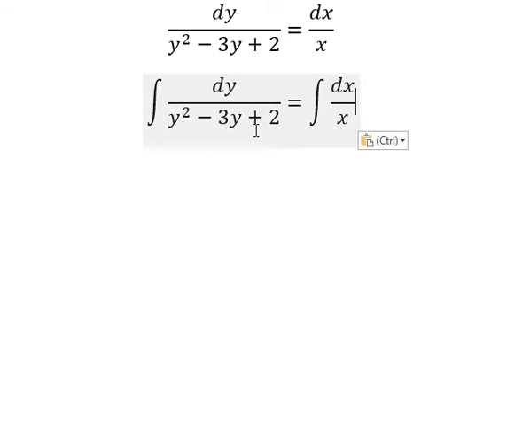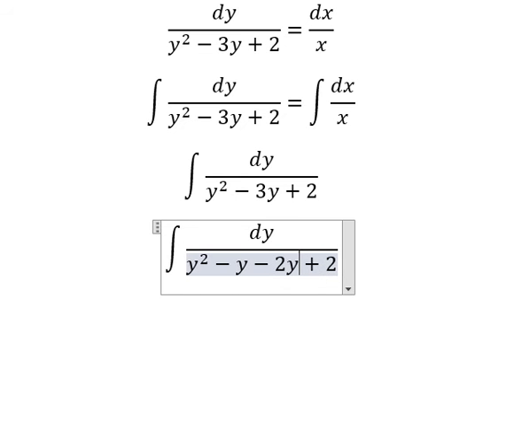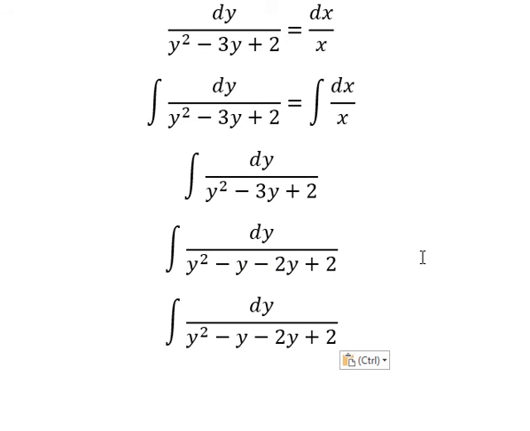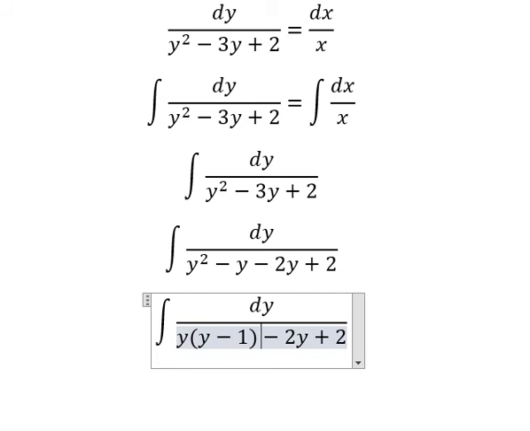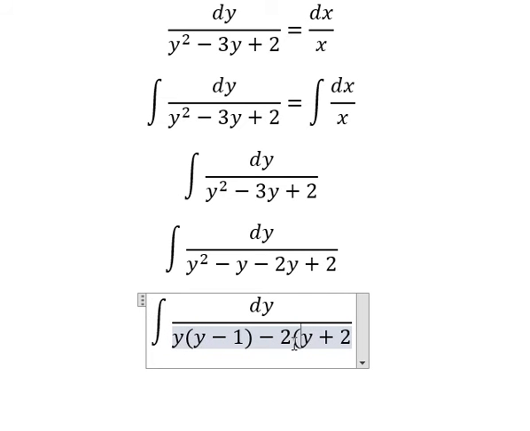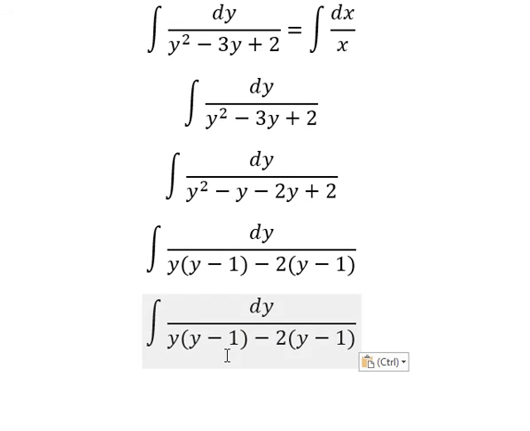Now, I will consider this one. So, negative 3y we can put into negative y, negative 2y. Y and y we can do factorization on, this one by negative 2. Now, we can do another factorization by y minus 1.